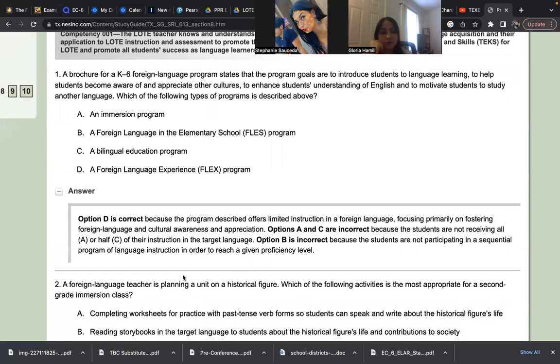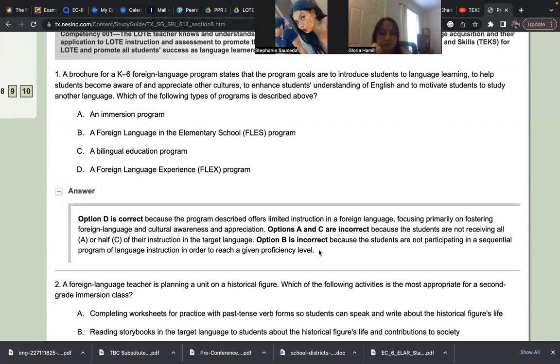Right. So D, because the program described offers limited instruction in a foreign language, focusing primarily on fostering foreign language and cultural awareness and appreciation. So A and C are incorrect because the students are not receiving all or half of their instruction in the target language. So we knew that that wasn't it. B is incorrect because the students are not participating in a sequential program of language instruction in order to reach a given proficiency level.